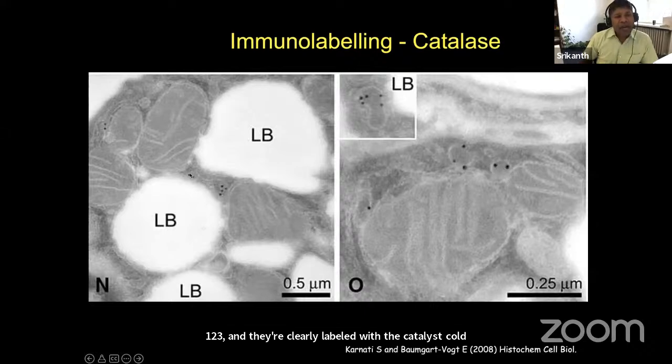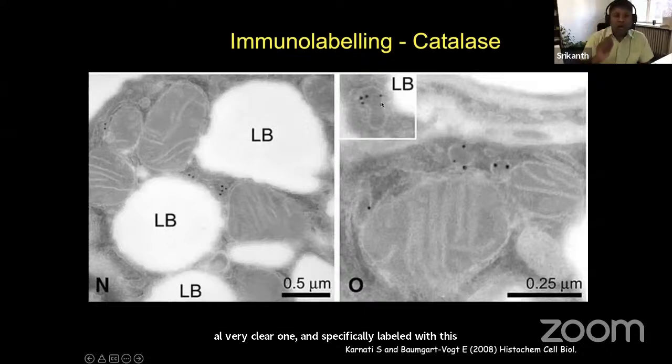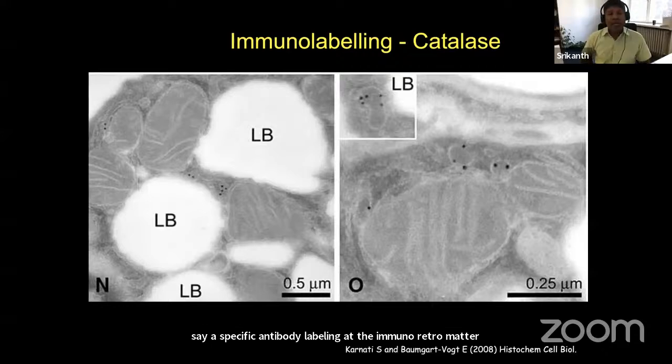And these are the 50 nanometer gold particles that are coated with the catalase antibody. And then you can clearly see it's also a very elongated peroxisome here, and the mitochondria are completely negative. There's also another peroxisome, a very clear one, specifically labeled with these catalase particles. This is how you can clearly show specific antibody labeling at the immunoelectron microscopic level.